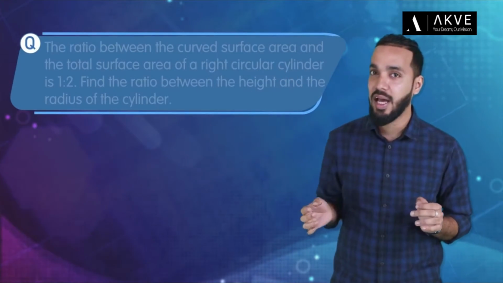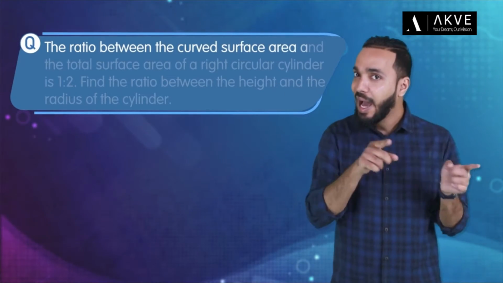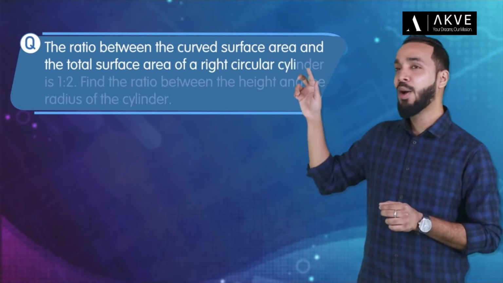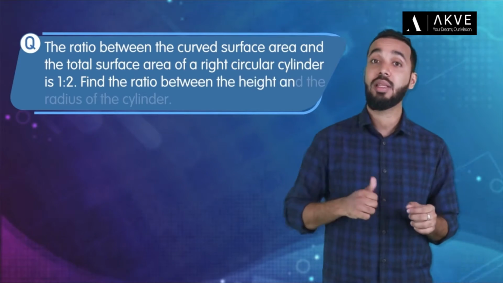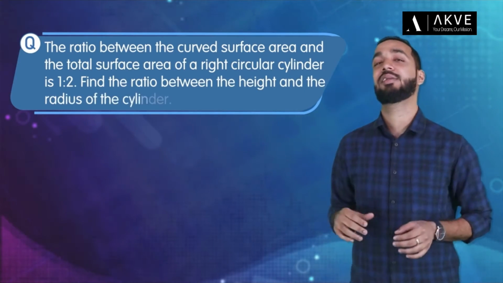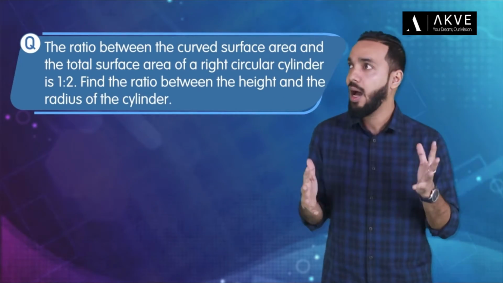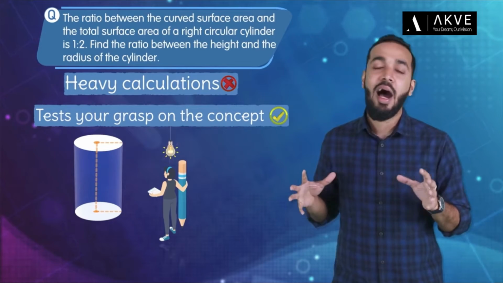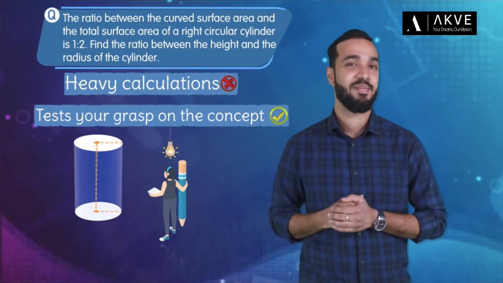This one states that the ratio between the curved surface area and the total surface area of a right circular cylinder is 1:2, and we need to find the ratio between the height and the radius of that cylinder. Now, I like this question because there aren't any heavy calculations. All it does is test how well you have grasped the concept. So let's get on with it.